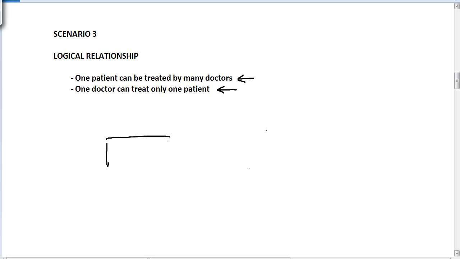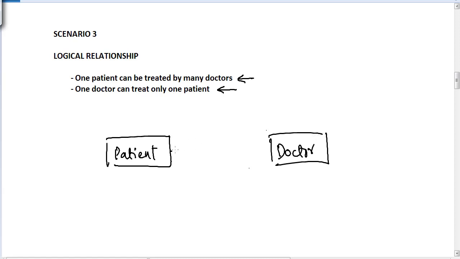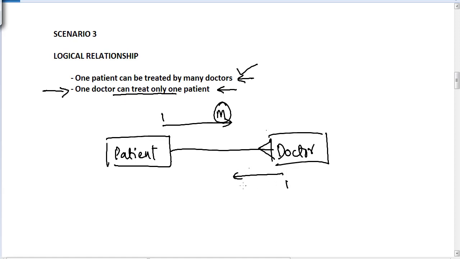Okay, let me quickly draw our entities. So we're going to have a patient, and we're going to have the doctor. So, and these are linked. Looking forward, right, one patient can be treated by many doctors. So one patient can be treated by many doctors. This many part needs to be drawn here. And looking backwards, right, one doctor can treat only one patient, right? So one doctor can only treat one patient. So for this, we don't really need to show anything on the diagram.